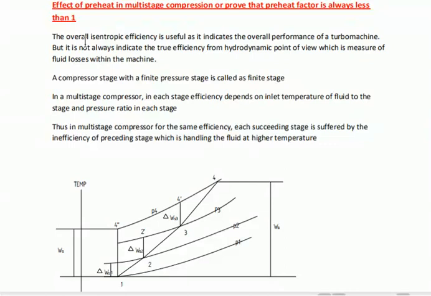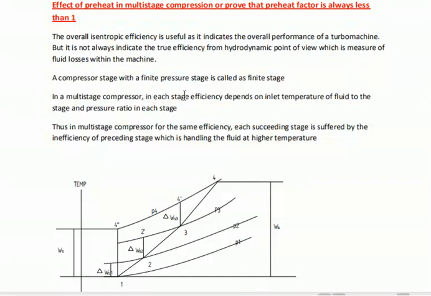A compressor stage with a finite pressure rise is called a finite stage. What is a finite stage here? A compressor stage with a finite pressure rise. In a multi-stage compressor, we have a number of stages, and if a stage has a finite pressure rise, then it is called a finite stage.